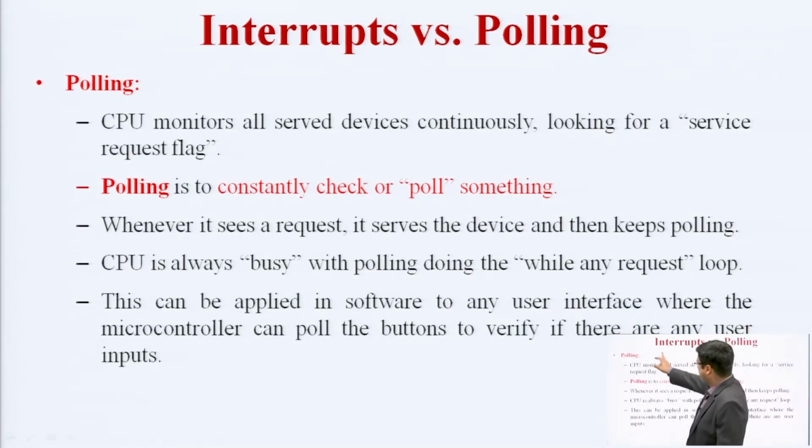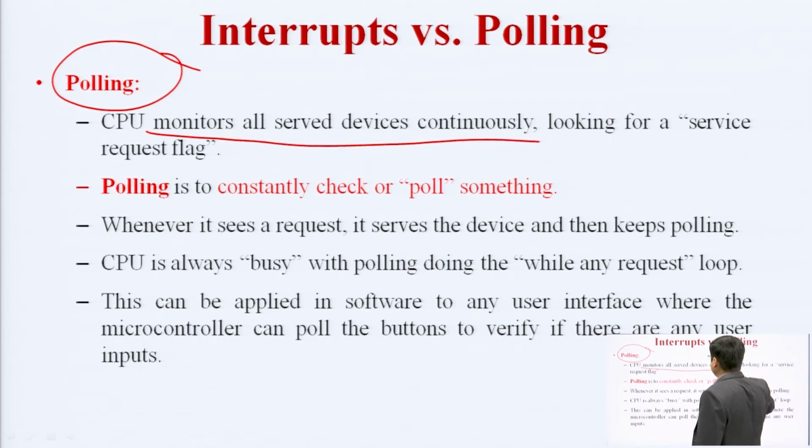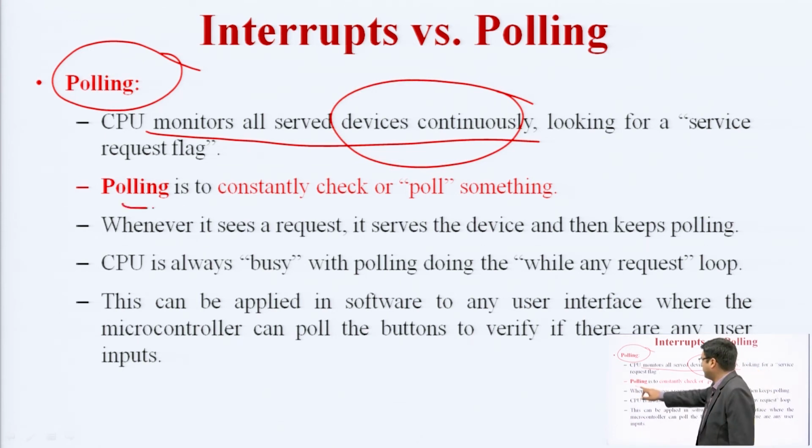There is another concept, that is polling. What is meant by polling? Polling means to poll something at regular intervals. Poll means monitor, to check something at particular intervals, or in a periodic fashion. So the CPU monitors several devices continuously. This is the concept of polling. Polling means to check, to monitor something in a periodic fashion at regular intervals of time.